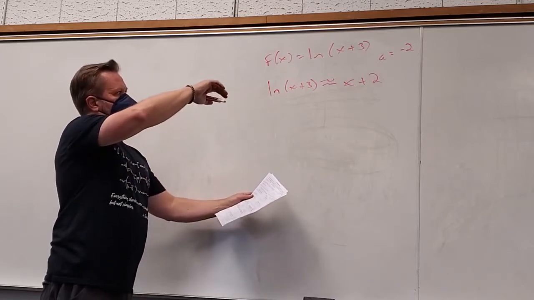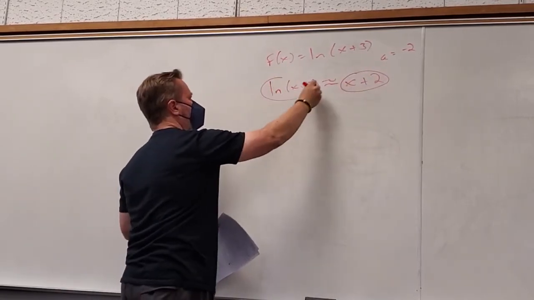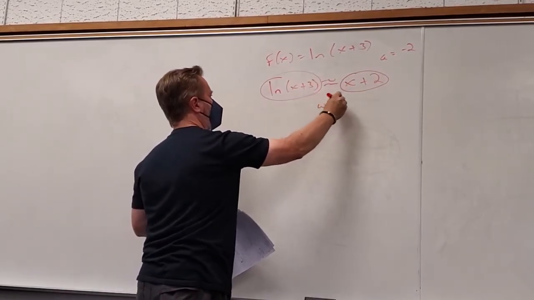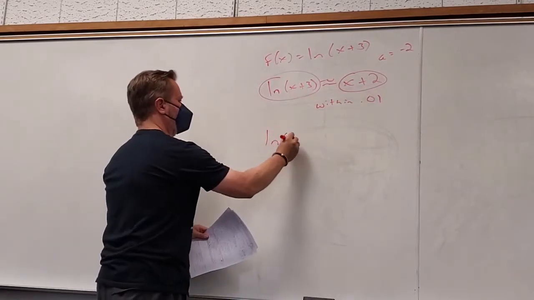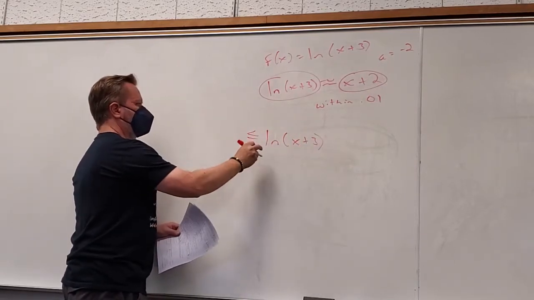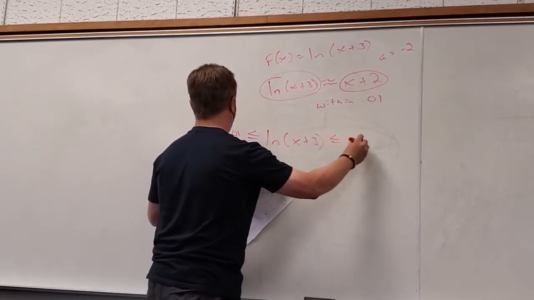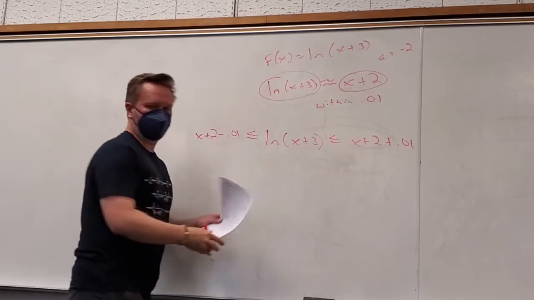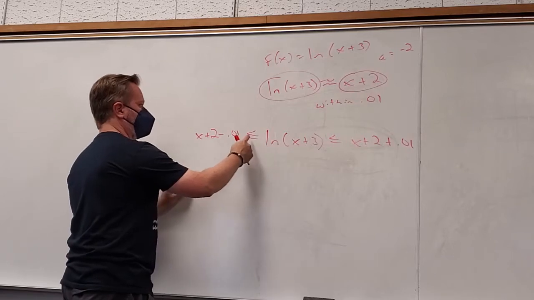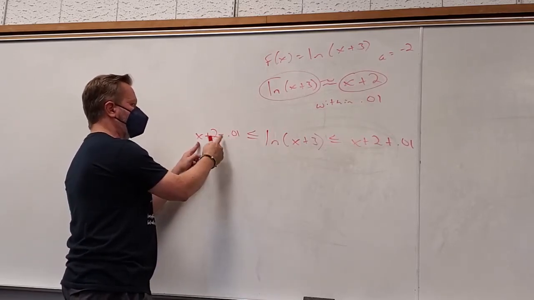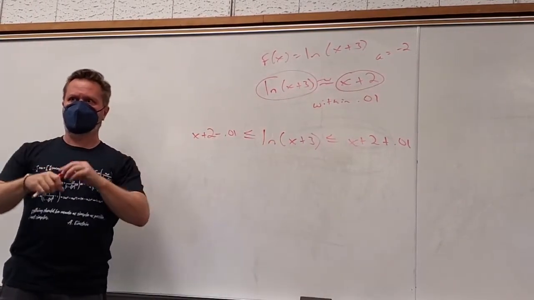Okay. So I want to know, when is this close to this? How close? Within 0.01. So what that translates into is, I want this to happen. So this would be, I want the actual answer to be at least what I get minus 0.01, or at most what I get plus 0.01. It'll be within 0.01 then.